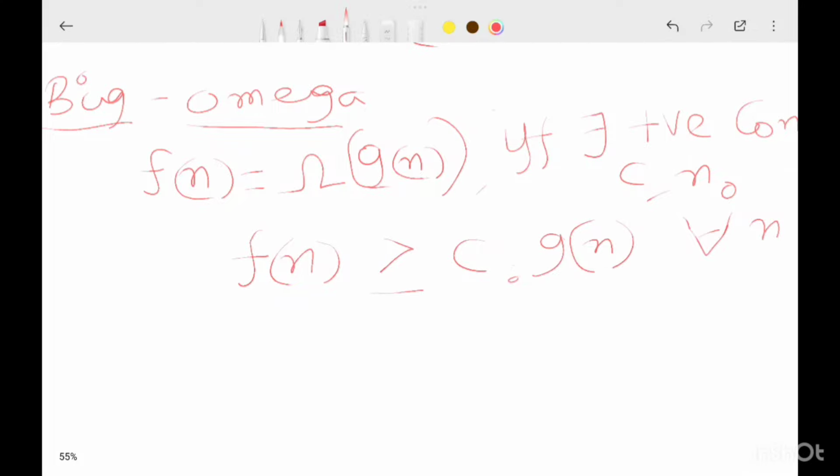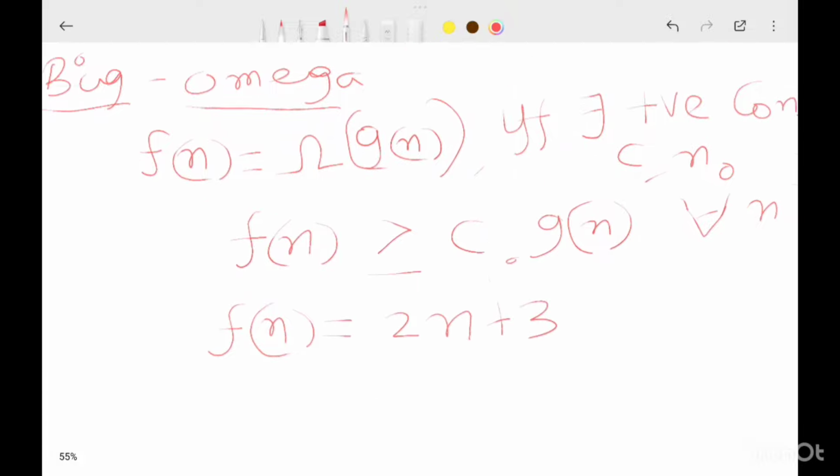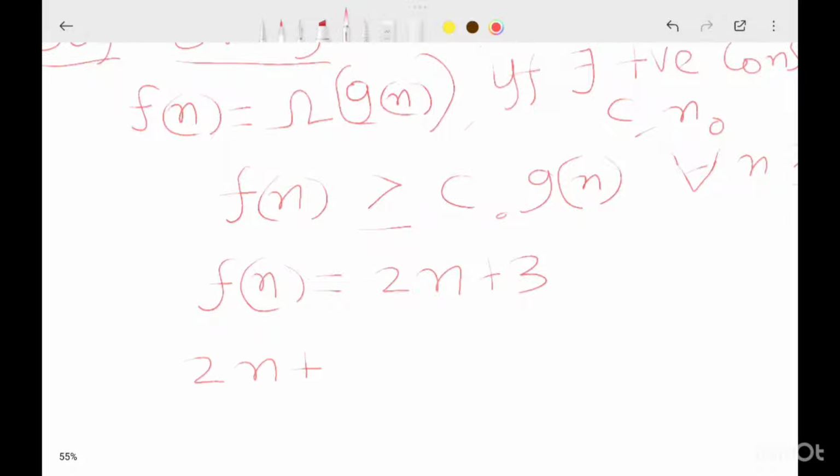So we will see the same example. f of n equal to 2n plus 3. Here f of n is 2n plus 3 and we need to find some values of c and n0 for which this 2n plus 3 should be greater than or equal to c into g of n. So we cannot take the c value as 3 and g of n as n, because 2n plus 3 is not greater than 3n, it is less than 3n, so we cannot use this. But we can say 2n plus 3 is always greater than or equal to 2n.